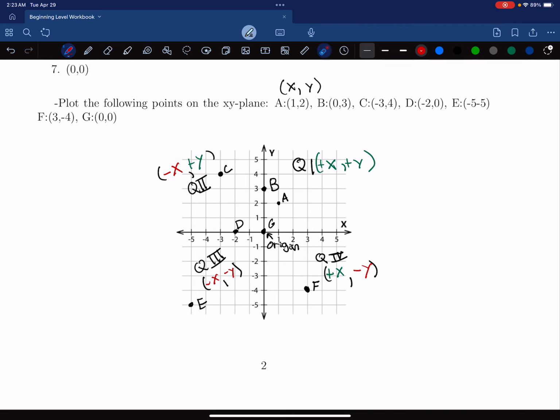Now, if you look at the points we plotted, this all makes sense, because point A, x is positive, y is positive. Looking at quadrant 2, let's look at point C. We have a negative 3, which is x, so we have a negative x and then a positive y. And looking at quadrant 3, we have a negative 5 and a negative 5 for point E, and both our terms are negative. And then looking at point F, we have a positive x and negative y. So this all makes sense.